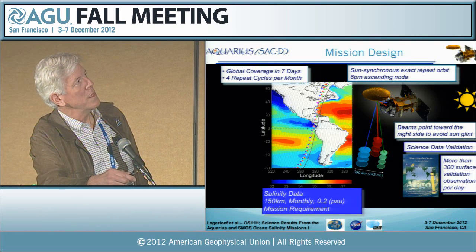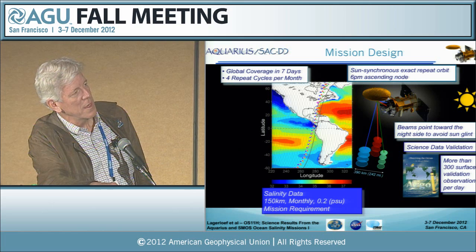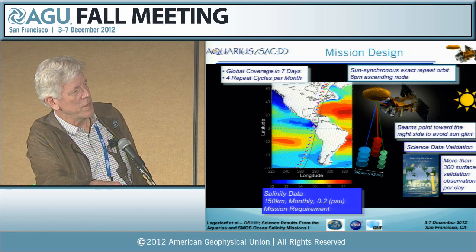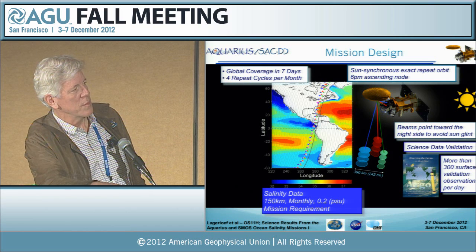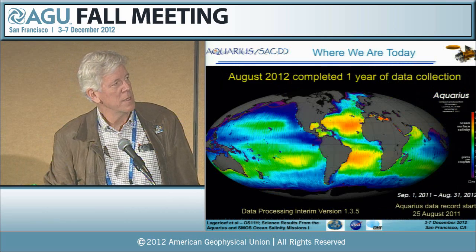The orbit is an exact repeat orbit. We get a global coverage every 7 days, so we get 4 repeat cycles per month. The basic idea is after we validate the data with buoys and other surface observations that we can create monthly maps with 150-kilometer resolution with 0.2 on the practical salinity scale as the accuracy requirement for monthly average data.